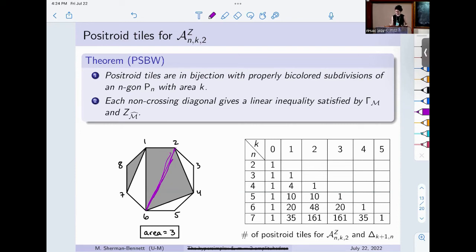Oh, and I put this here, this is the numerology in case you're interested. This is the number of positroid tiles for the amplituhedron or the hypersimplex, refined by N and K. I think this is a refinement of the large Schröder numbers. This also counts separable permutations with precisely K descents, or maybe K-1, I can't remember. Probably K, because I don't want -1 descents. Okay, if you're interested in these numbers, here they are. Okay, so that's it about tiles.